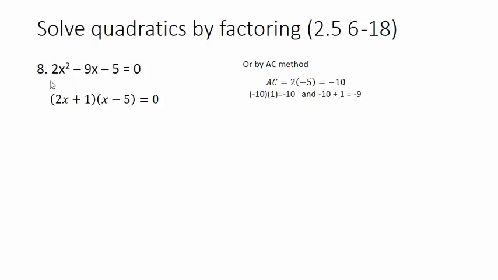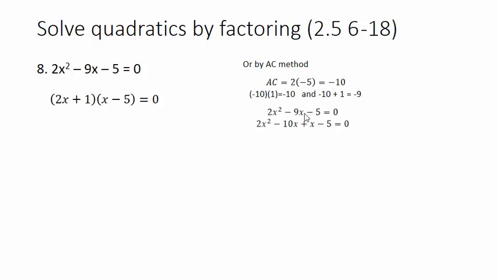So for the AC method, you start by looking at A times C, 2 times negative 5 in this case, which is negative 10. And then I look at factors of that, numbers that multiply to give me negative 10 and add to give me the negative 9 in the middle. And negative 10 and 1's the combination that'll do that. Negative 10 times 1 is negative 10, but negative 10 plus 1 is negative 9. And I use those two numbers to replace the negative 9x.